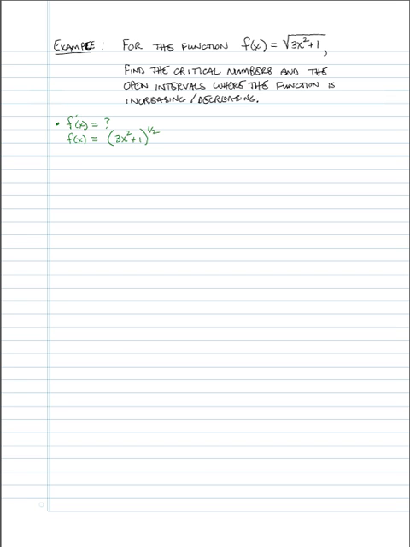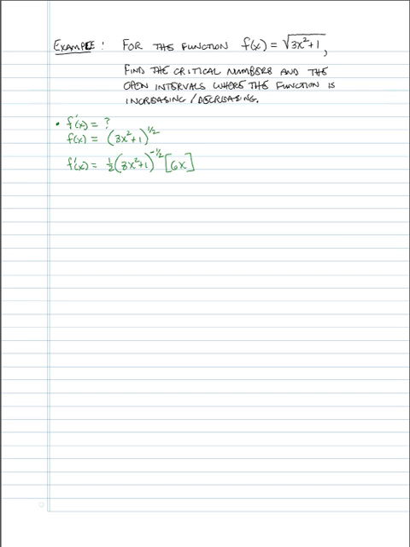Okay, now we're ready to use the general power rule to find the derivative. So we bring the exponent down, times 3x squared plus 1. We decrease the exponent by 1, and so the new exponent is negative 1/2. But then we have to multiply by the derivative of what's inside, and the derivative of 3x squared plus 1 is just 6x, isn't it?